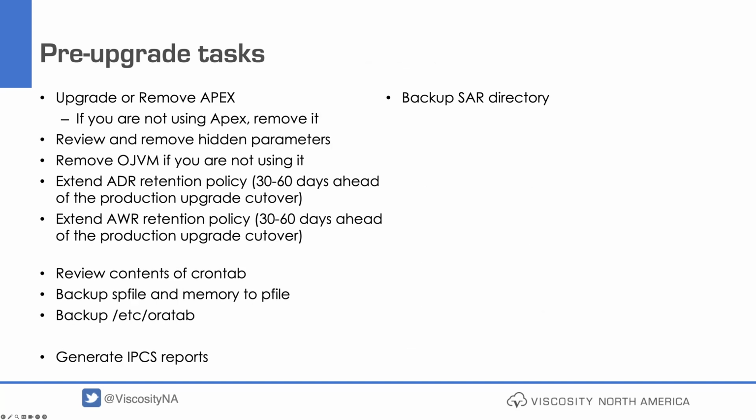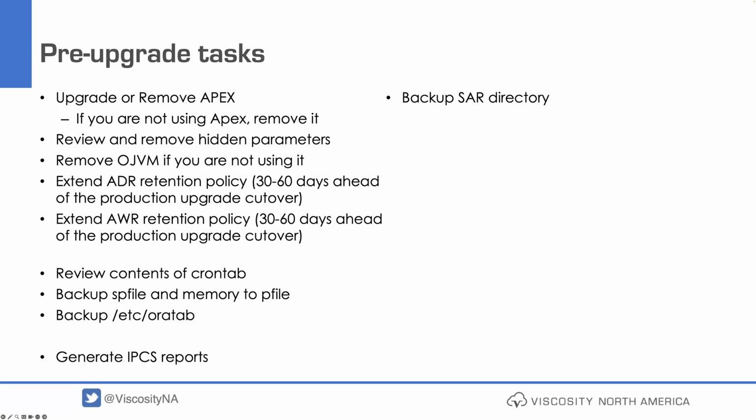Again, we emphasize, if you're not using Apex, get rid of it. Look at your hidden parameters. Remove JVM if you're not using it. Look at your ADR, AWR retention policies. Look at your crontab, oratab, IPCS reports, SAR information, etc.